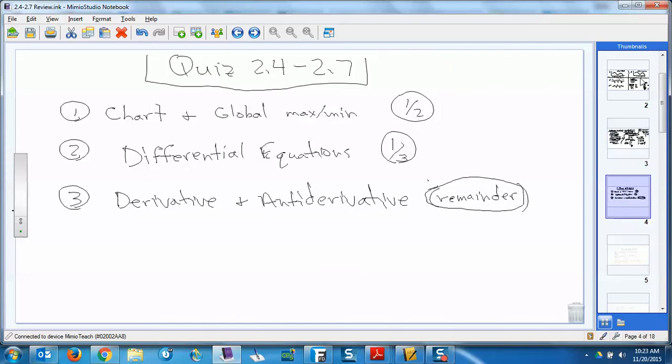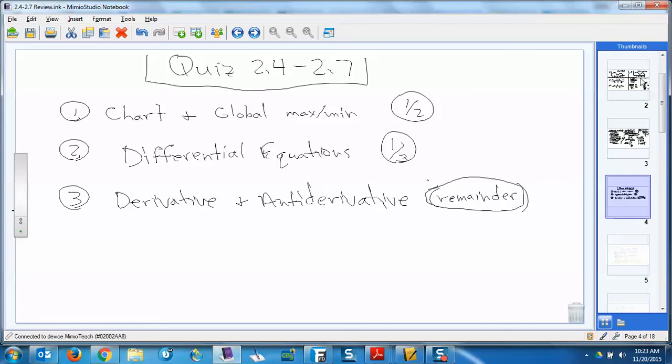Okay, so on the chart, global max min is probably roughly half, I'm kind of estimating. Differential equations, like verifying a solution or working out a bank interest problem or something like that, maybe another third. And then whatever's left is just doing some derivatives. Anti-derivatives are a very, very small piece of that, if any. So whatever that leaves is another 15% or so of the points, a small part.